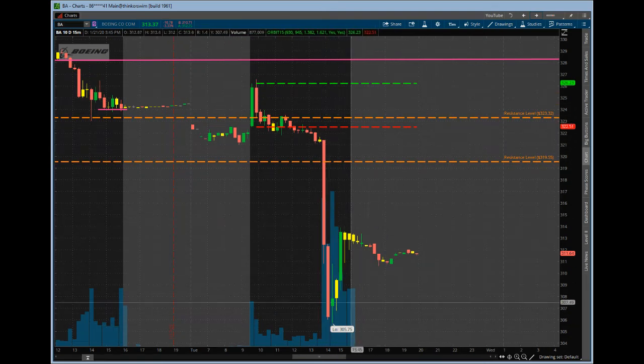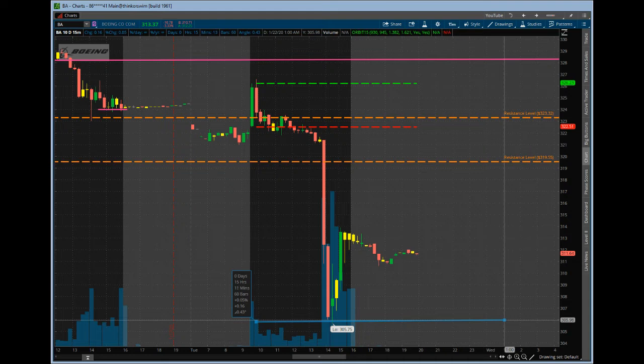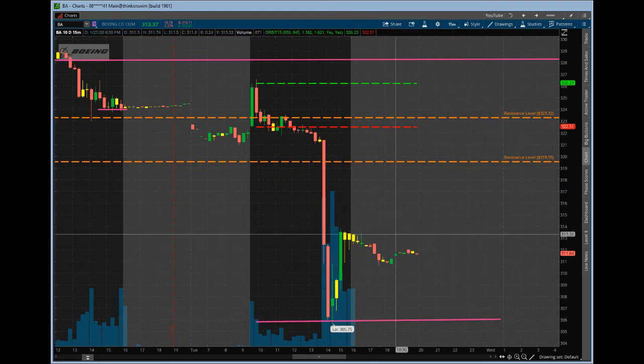But it did give a nice bounce, right? It hit one of our key levels intraday today, and then gave a bounce off of that. So it did give a move from those lows, 306 to 311. You really can't complain either way. So nice move both ways on Boeing. But yeah, generally overall pretty weak.